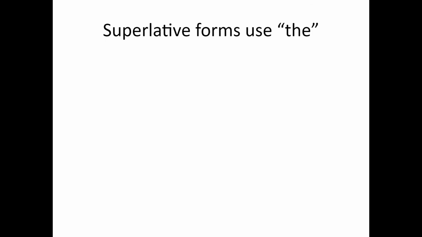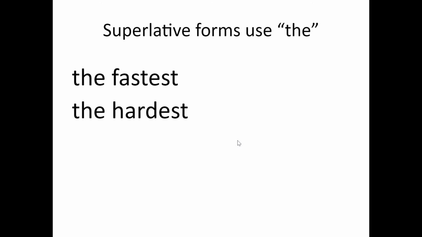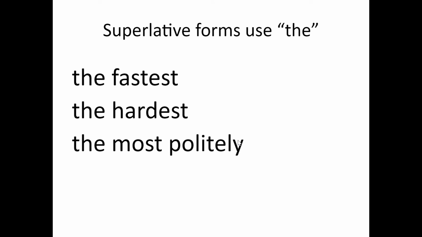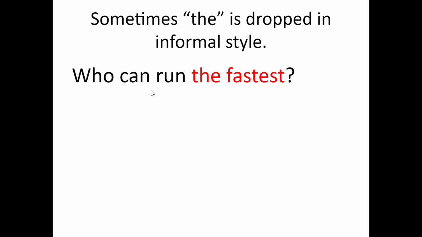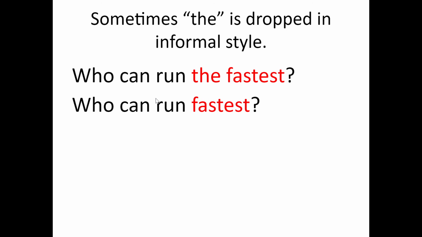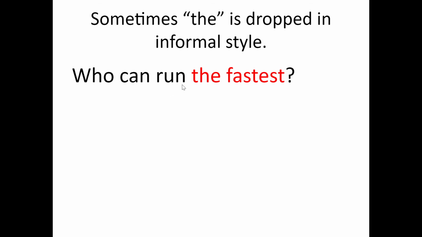Now, as you may have already noticed, the superlative forms collocate with the. The superlative forms use the fastest, the hardest, the most politely. So whenever you're using a superlative form, make sure to use the with it. There are two exceptions. One is in an informal spoken style. So who can run the fastest? In informal spoken English, this could be who can run fastest. But if you're writing a test, make sure to use the formal style, the fastest.